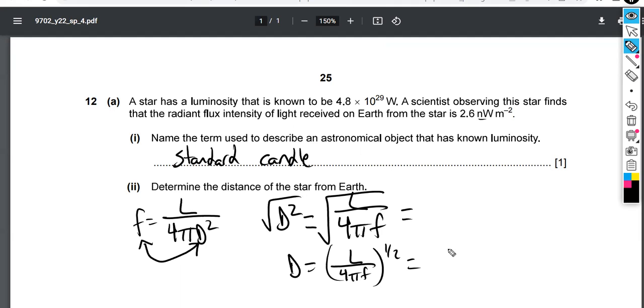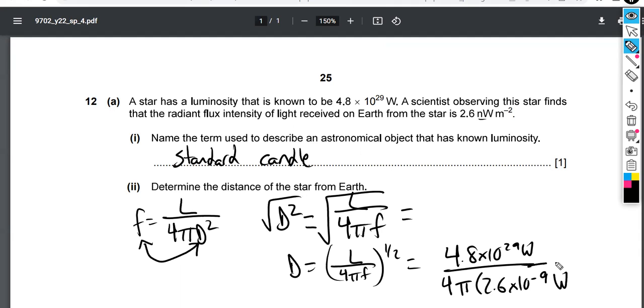So then that's going to be, I'll substitute now, 4.8 by 10 to the 29 watts over 4 pi, and you have 2.6 nano is 10 to the -9, right? Billionths. So 2.6 nanowatts per meter squared. Here we see that watts is going to cancel. And once we take the square root of all of that or raise it to the 1/2 power, we're just going to get meters of distance.